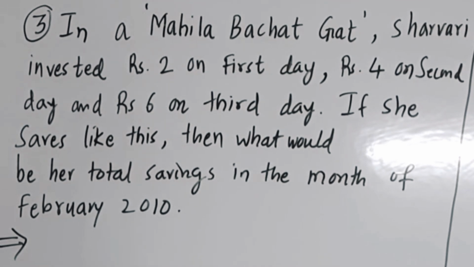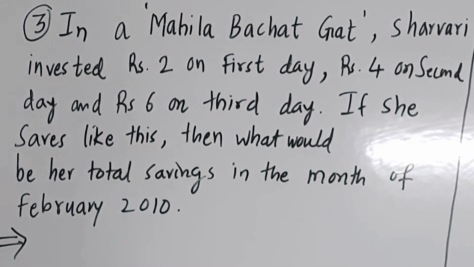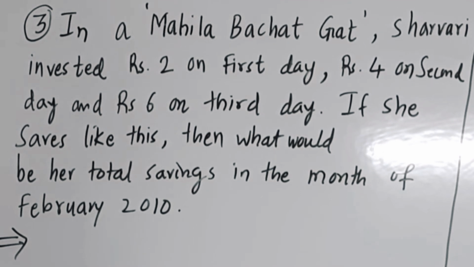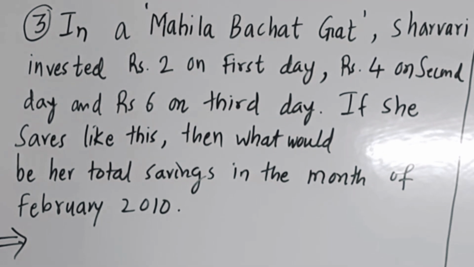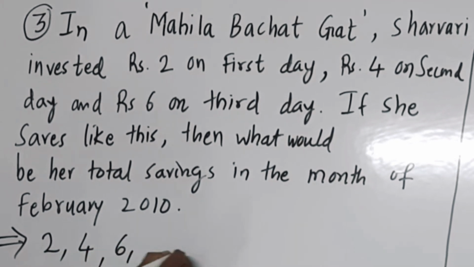Third example, in a Mahila Bachat Gat, Sharwari invested rupees 2 on the first day, rupees 4 on the second day and rupees 6 on the third day. If she saves like this, then what would be her total saving in the month of February 2010? So the saving of Sharwari in the Mahila Bachat Gat is the sequence: rupees 2 on the first day, 4 on the second day, 6 on the third day and so on.